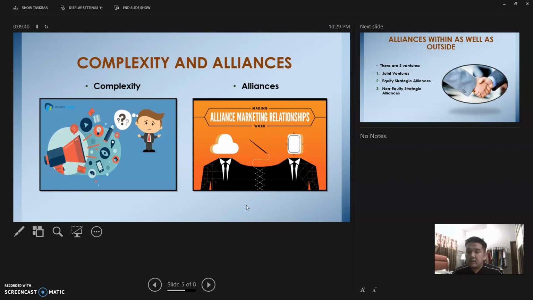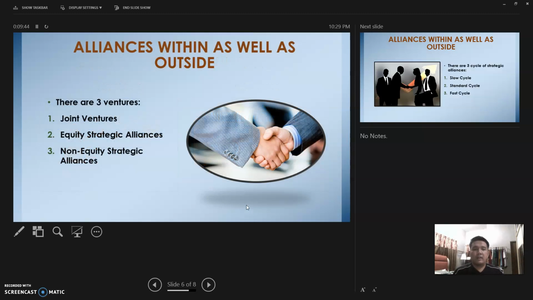So we move on to the last but not least slide, alliance within as well as outside. There are three ventures that can be discussed in alliances within as well as outside. So the first one is joint venture. A joint venture is formed when a new child business is founded by the parent companies. Okay. For example, company A and company B may form a joint venture by creating a company C.